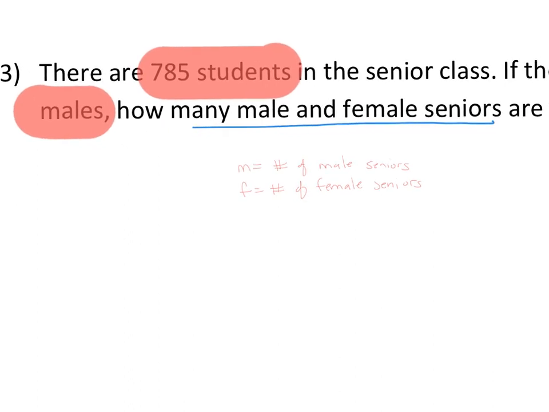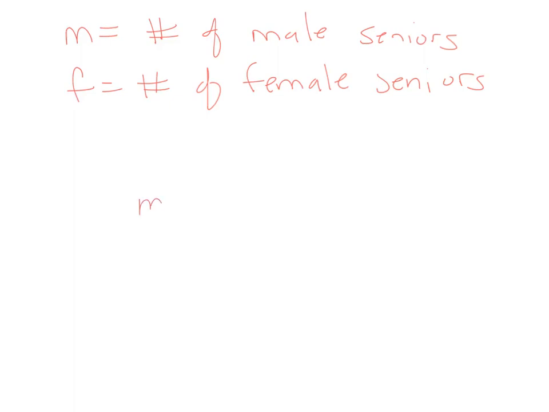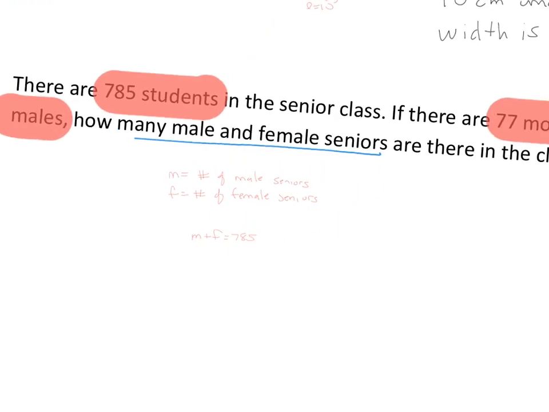There are 785 students, period. Well, who makes up 785 students? The males and the females. So when I'm writing this guy out, I'm going to put male plus female equals 785. Okay, now let's go to the second guy here.